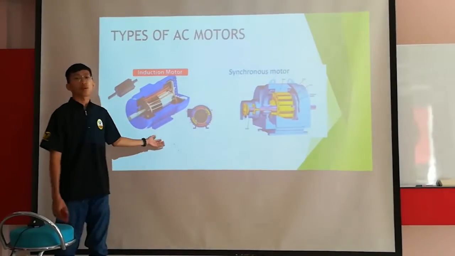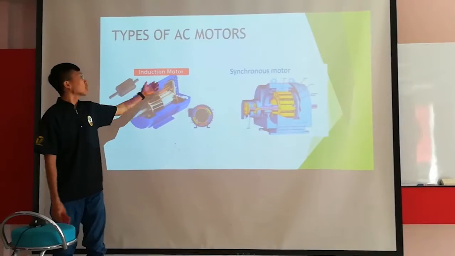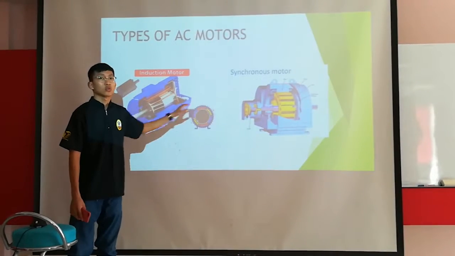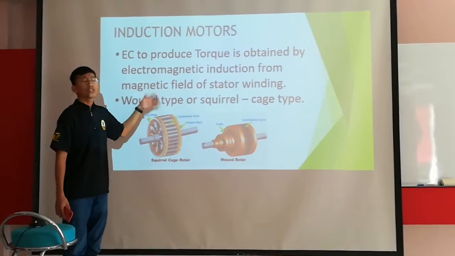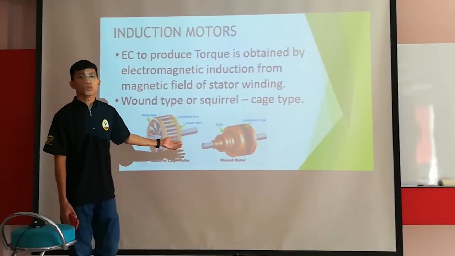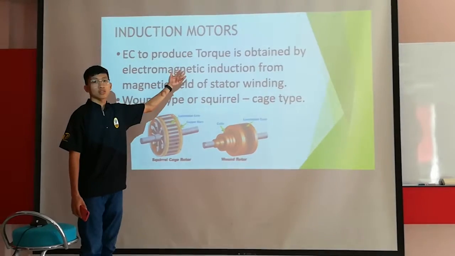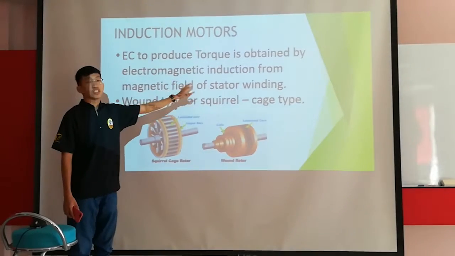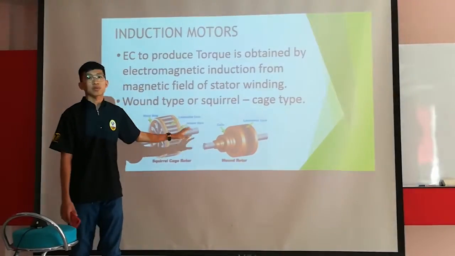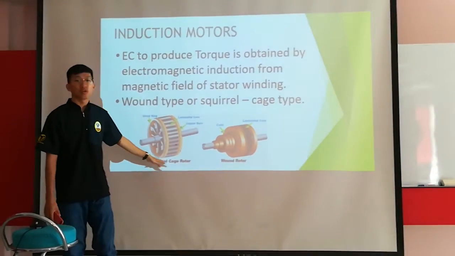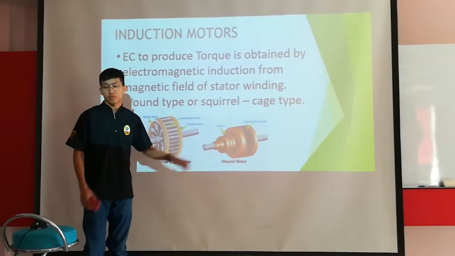So actually there are two types of AC motors, which are the induction motor and the synchronous motor. I will talk more about the induction motor first. Why do we use induction motors? It's actually to produce torque by electromagnetic induction. So how do we do that? There are two types of rotors, the squirrel cage rotor and the wound rotor.